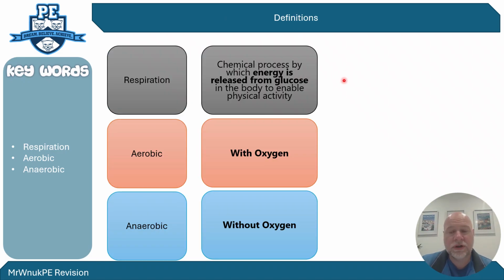The first area we're going to look at are the definitions, and we just need to know these definitions. Like the word respiration, it's a scientific word. You'll probably have covered it in your GCSE science revision, and respiration is where we basically create energy from glucose at a cellular level. So it's the process of creating energy by breaking down glucose, and that is what respiration is. Now, this can be either aerobic or anaerobic.